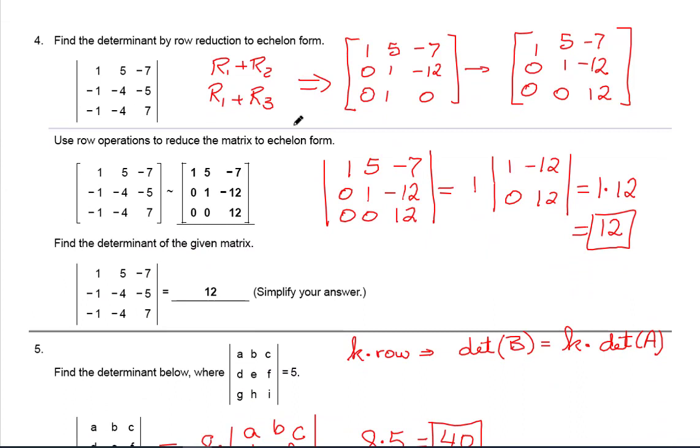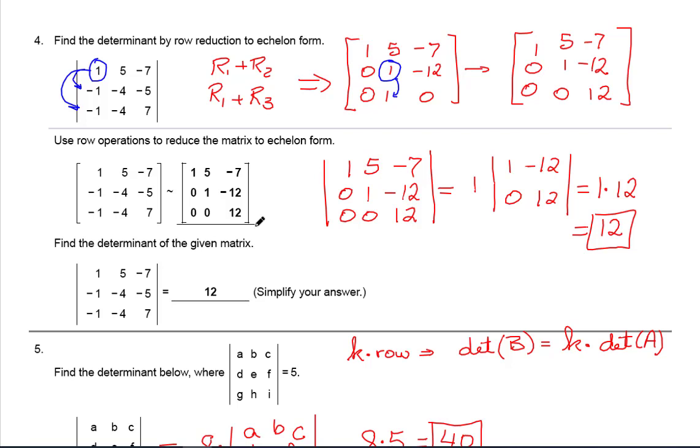Alright, so here in question 4, we're going to reduce this to echelon form. So remember, multiplying a row by something and adding it to another row is not going to change the determinant. So you use this 1 to make two zeros. Alright, so we did that. Now I'm going to use this 1 to make that a 0. And so armed with that, here is my echelon form matrix.